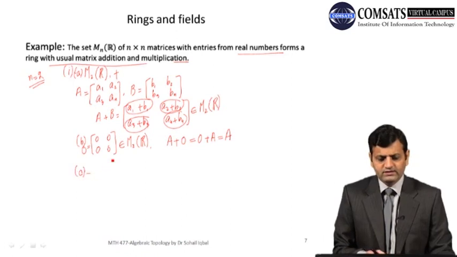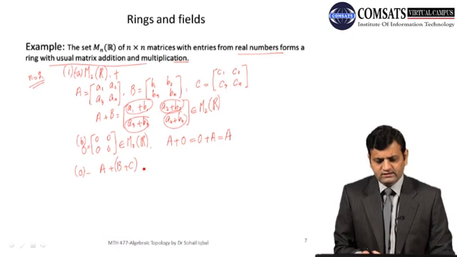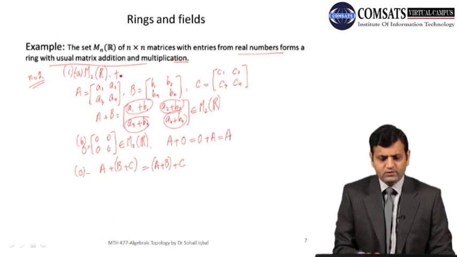Now let's see the third condition. Let's say A remains this one and B remains this one, and let's consider another matrix C with C1, C2, C3, C4. Now it's an easy exercise to check that A plus B plus C is the same as adding A plus B first and then adding the answer to C. So this operation of addition, defined in this way, is associative.